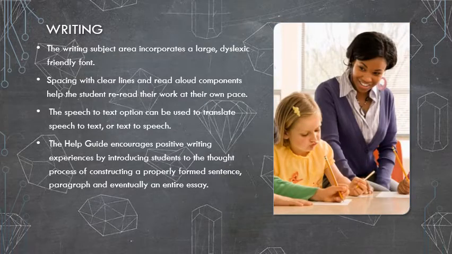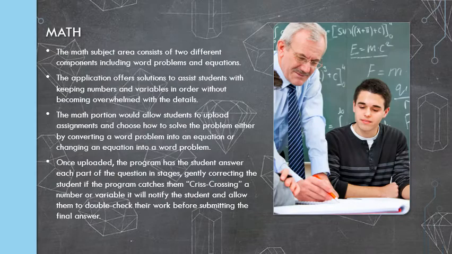For the writing section, the writing subject area incorporates a large dyslexic-friendly font. Spacing with clear lines and read-aloud components help the student reread their work at their own pace. The speech-to-text option can be used to translate speech to text or text to speech. The help guide encourages positive writing experiences by introducing students to the thought process of constructing a properly formed sentence, paragraph, and eventually an entire essay.